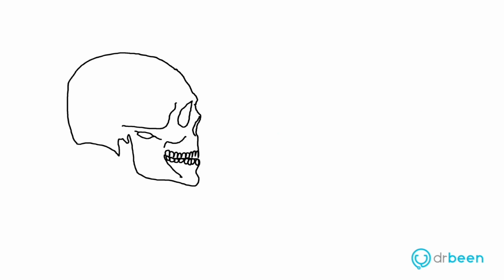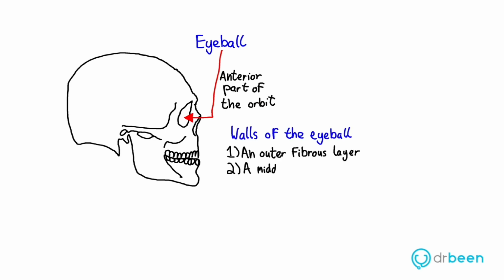The eyeball lays in the anterior part of the orbit. Surrounding the internal components of the eyeball are the walls of the eyeball. They consist of three distinct layers. The first layer is an outer fibrous layer, the second is a middle vascular layer, and the third is an inner retinal layer.